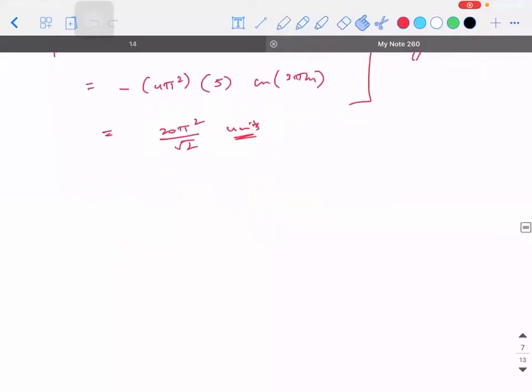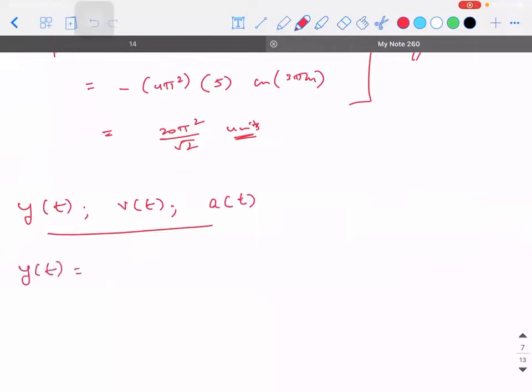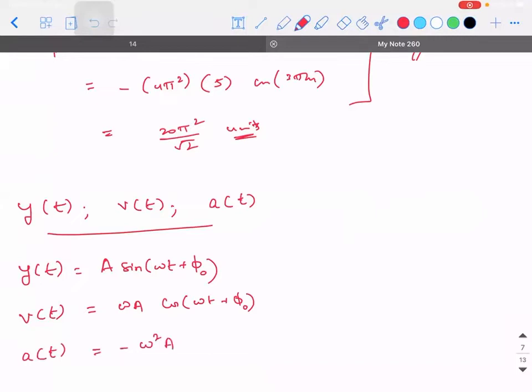So in yesterday's class, we discussed the displacement as a function of time, velocity as a function of time, and acceleration also as a function of time, right? So what was it? If you write in terms of y, it is a sin(ωt + φ₀). If you write velocity as a function of time, it will be ω a cos(ωt + φ₀). If you write acceleration in terms of time, it will be −ω² a sin(ωt + φ₀).